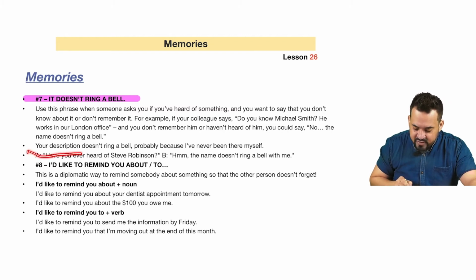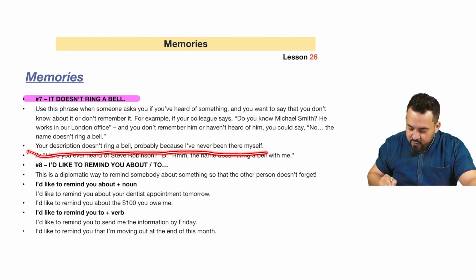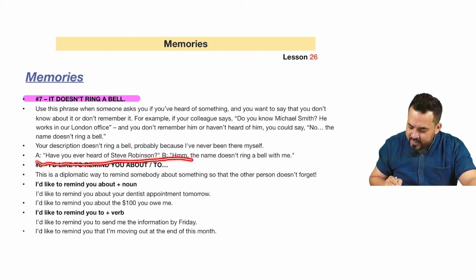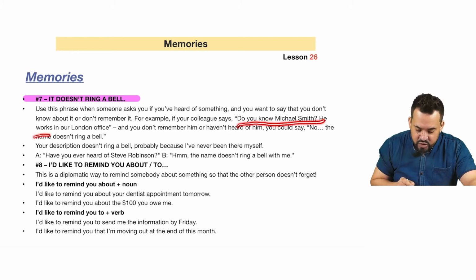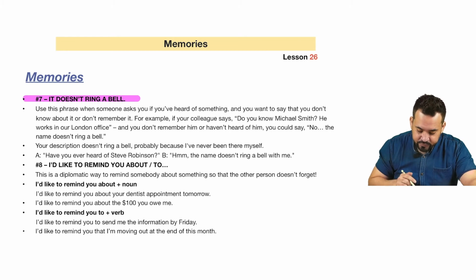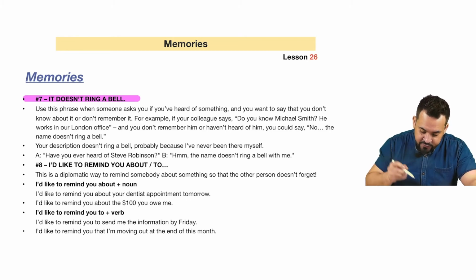Your description doesn't ring a bell, probably because I have never been there myself. Or, have you ever heard of Steve Robinson? The name doesn't ring a bell with me. Or here, do you know Michael Smith? He works in our London office. And you don't remember, so you say, the name doesn't ring a bell. It means I have no recollection. Okay, let's take a look at the next phrase.